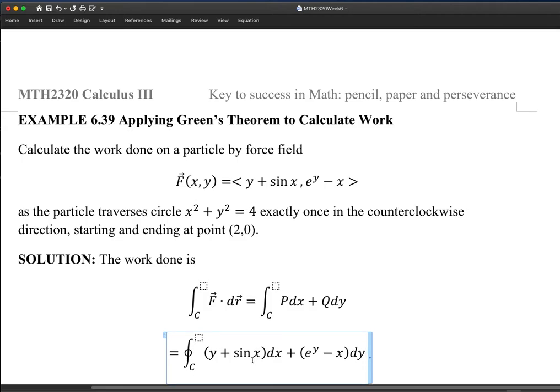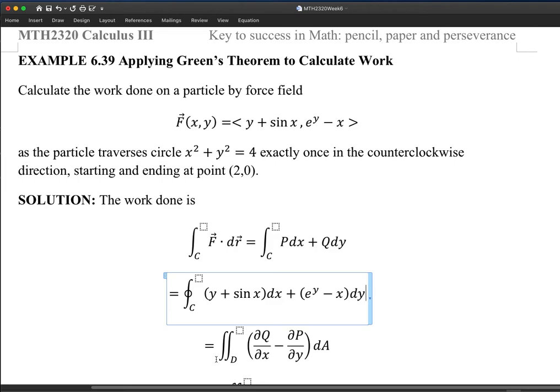But keep in mind, this time the line integral we are considering here is on a closed curve. So I have a little circle on the integral sign here. The circle on the integral sign means the line integral on a closed curve. Then, according to Green's theorem, it can be calculated as a double integral by taking the partial derivative of Q with respect to x minus the partial derivative of P with respect to y, right? ∂Q/∂x minus ∂P/∂y.